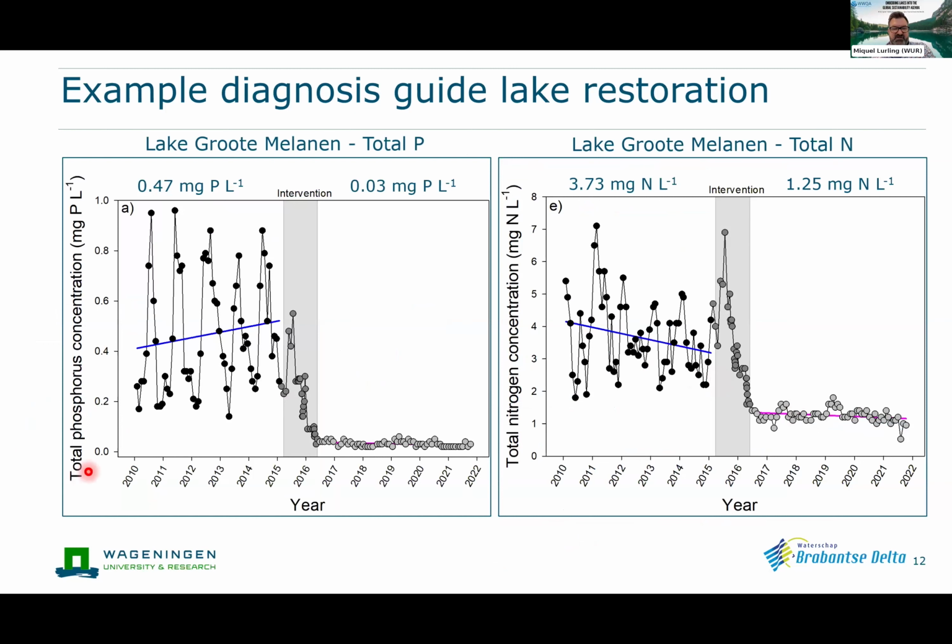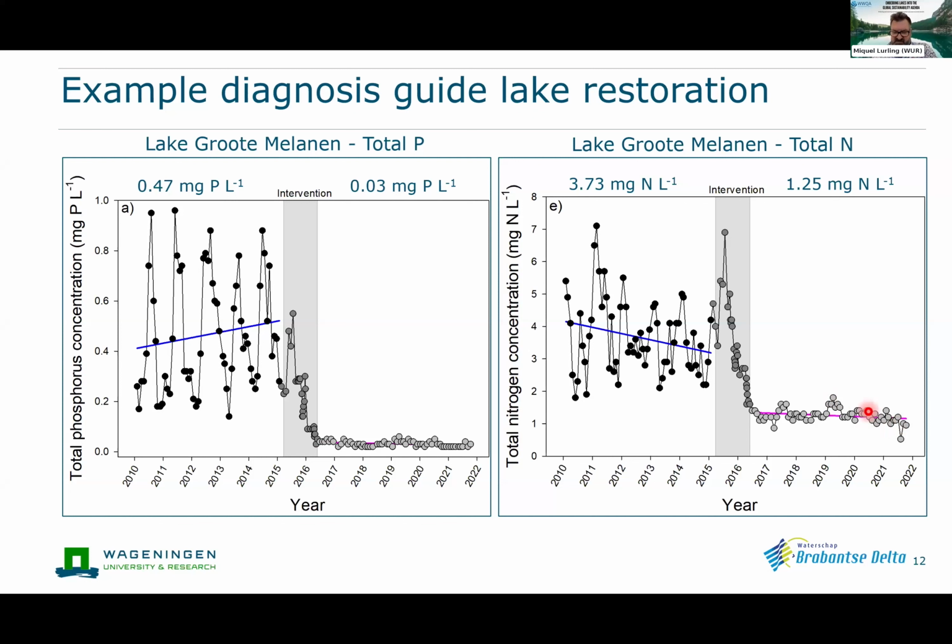The results, well, I will not give all results, but just depict here the nutrient concentrations. Total phosphorus concentrations showed nice annual cycles before intervention, reflecting the internal release of phosphorus, and it declined to low concentrations and remained low after intervention. And also total nitrogen concentrations reduced and remained low.